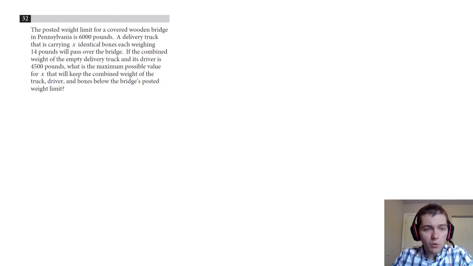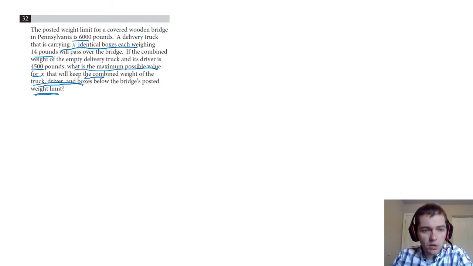Problem 32, what they're asking for is the maximum possible value of x that will keep the combined weight of the truck, driver, and boxes below the bridge's posted weight limit. You go back early in the problem to find that x is the number of boxes that a truck is carrying, where the truck and driver weigh 4,500 pounds, and the weight limit is 6,000 pounds. What you're attempting to do is keep the combined weight of truck, driver, and boxes below the bridge's weight limit. So you'll have an inequality that you're working with.